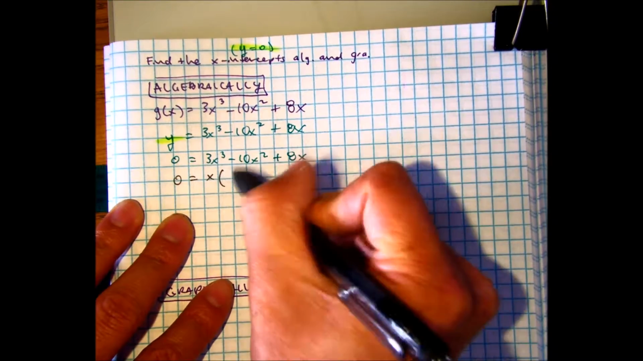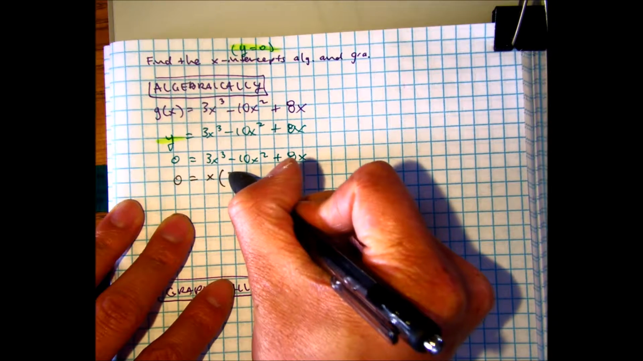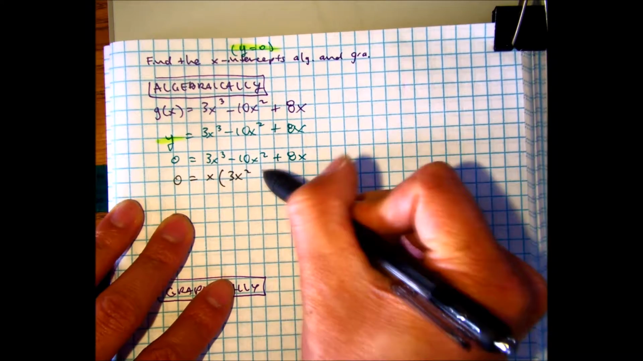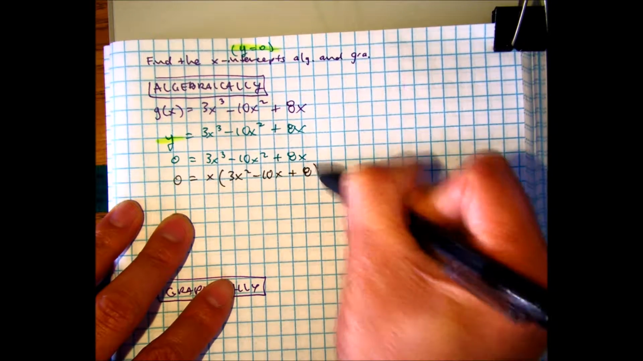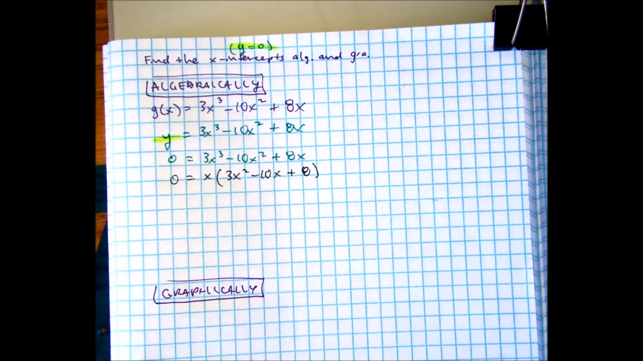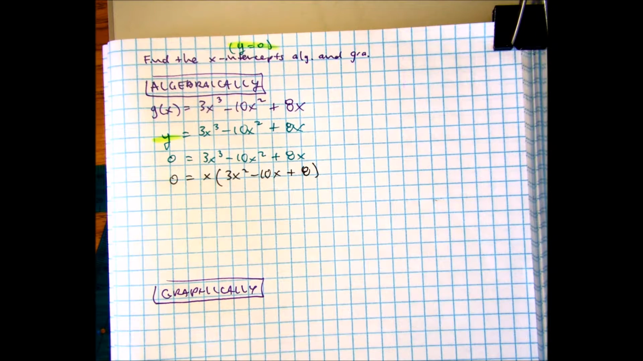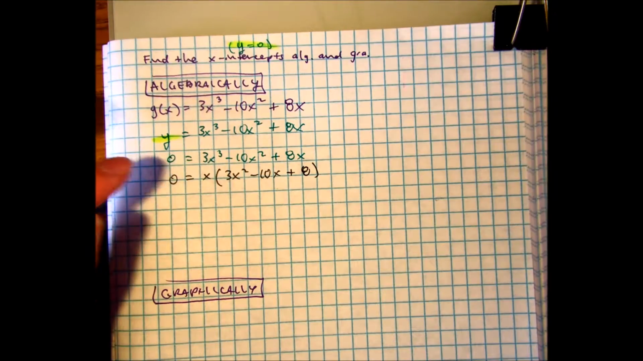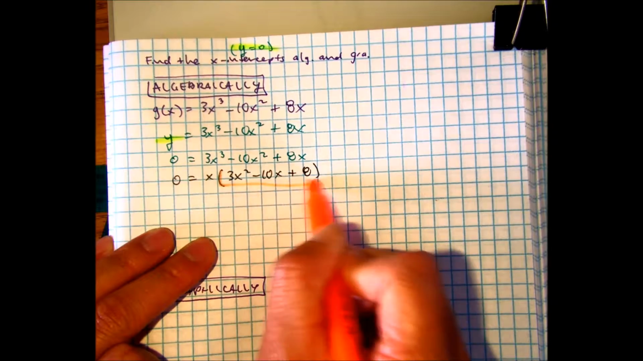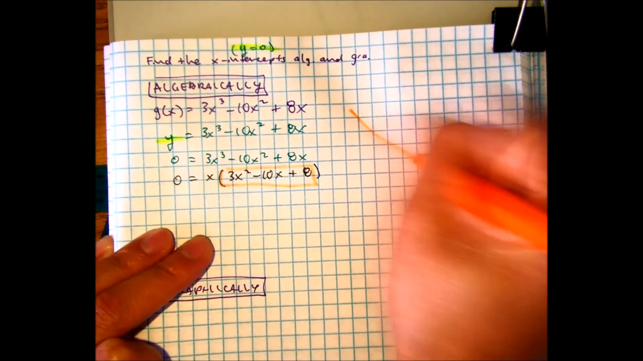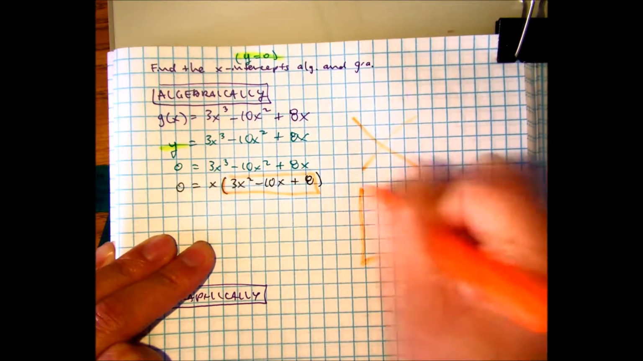X times, class, what do I have? 3x squared minus 10x plus 8. Raise your hand if you got that so far. Here I'm going to highlight what's inside the parentheses. Let's see if we can factor.